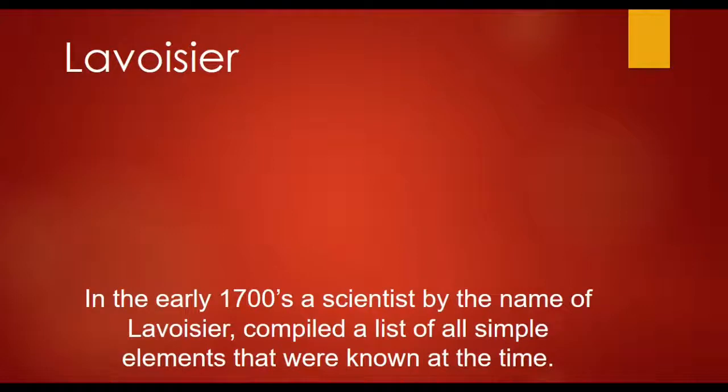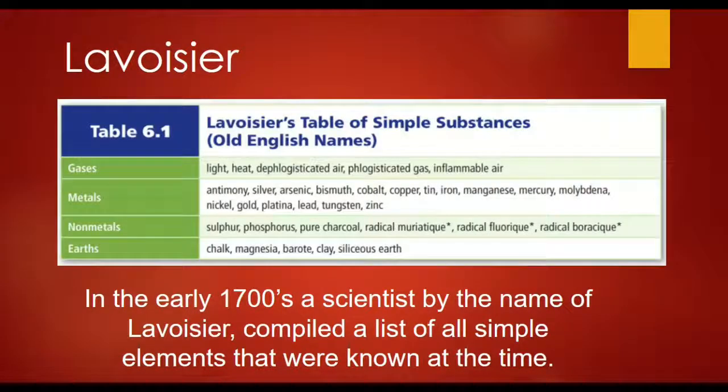A French chemist by the name of Antoine Lavoisier assembled a table much like this one that shows simple substances. In his table he included gases, metals, nonmetals, and earths like chalk, magnesia, barote, and clay. He compiled a list of all simple substances and elements that were known at the time. The 1800s, however, brought large amounts of information and scientists needed a way to organize knowledge about elements.